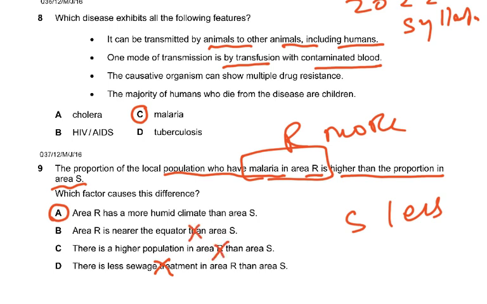Area near the equator means it's more hot, but that doesn't mean it's more humid. The weather is more cloudy and rainfalls are high. Doesn't mean that. So it had to be A.